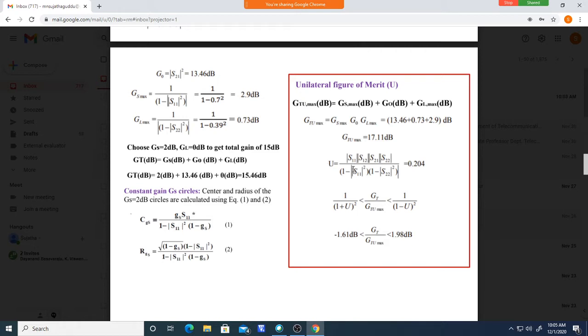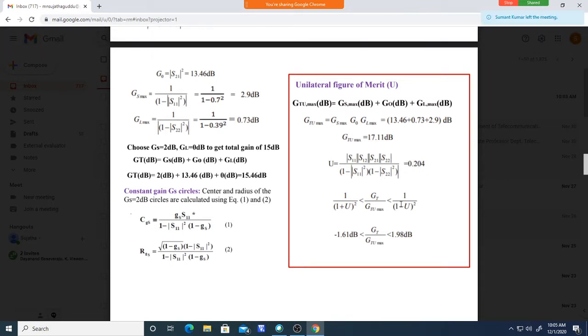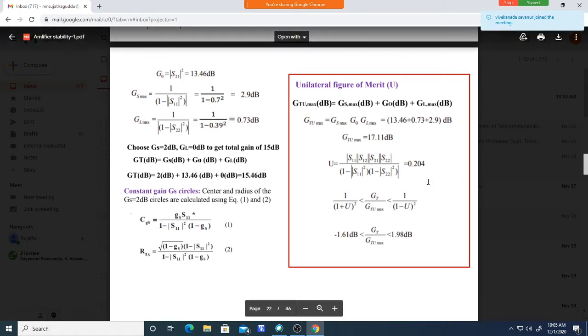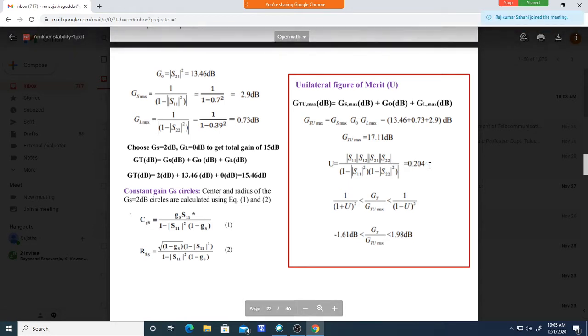Using the given S parameters, you can calculate the unilateral figure of merit, and using this figure of merit, you can calculate the error limit. That means GT by GTU maximum should be within this limit, the error limit. Here it is in dB. You will be getting a unilateral figure of merit of 0.204. It is a ratio. Convert this into dB, and you will get this value.